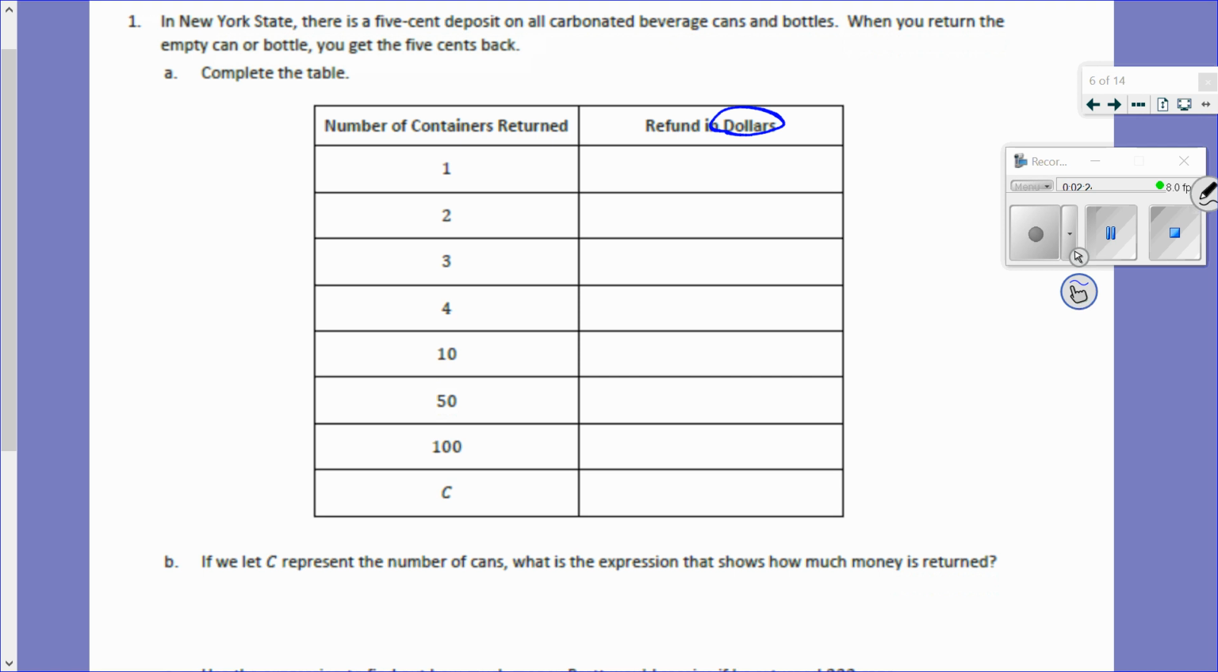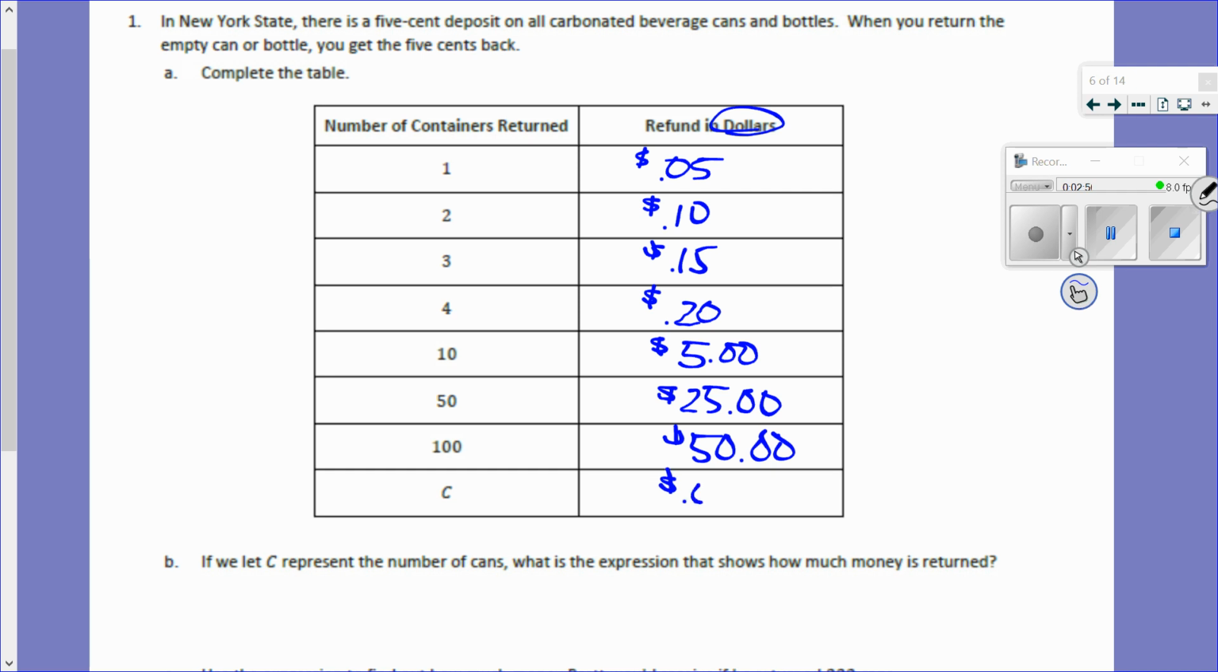So the key here, it was in dollars. So our refund for 1 would have been 5 cents. 2 would have been 10 cents. 3, 15. 4, 20. 10 would have been $5. 50 would have been $25. 100 would have been $50. To find out some number C, I would have taken the 5 cents times C. Again, always putting our coefficient before the variable.